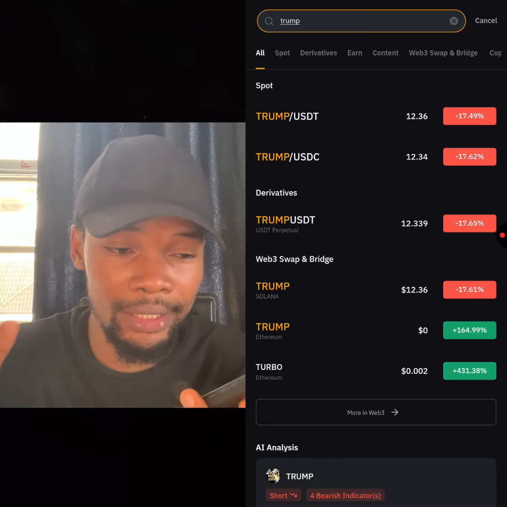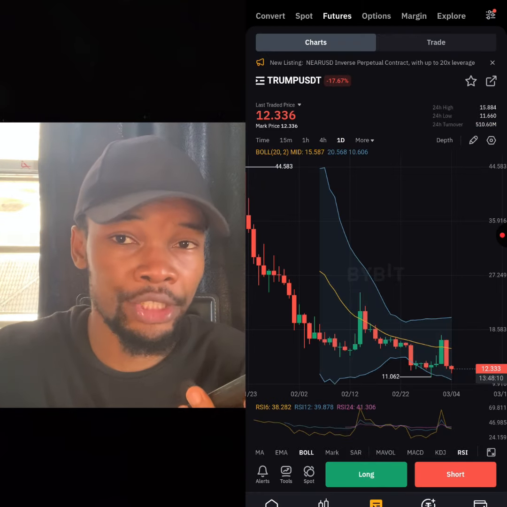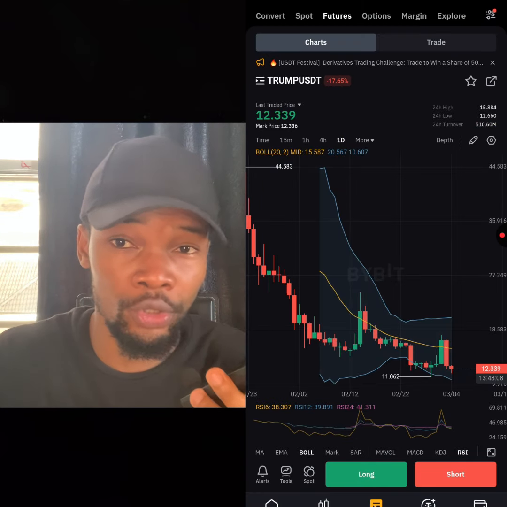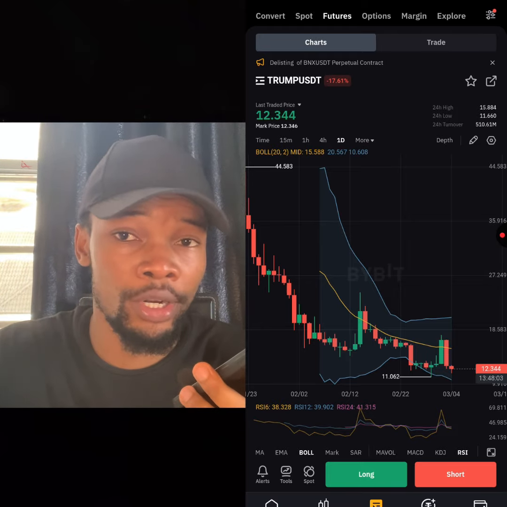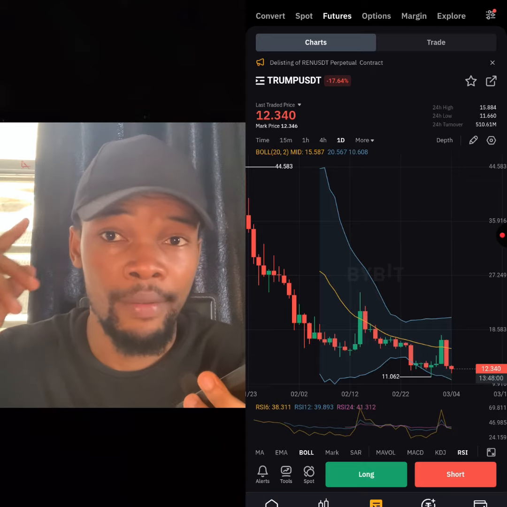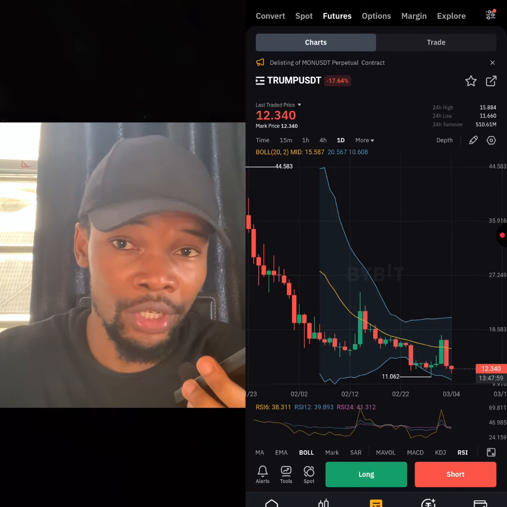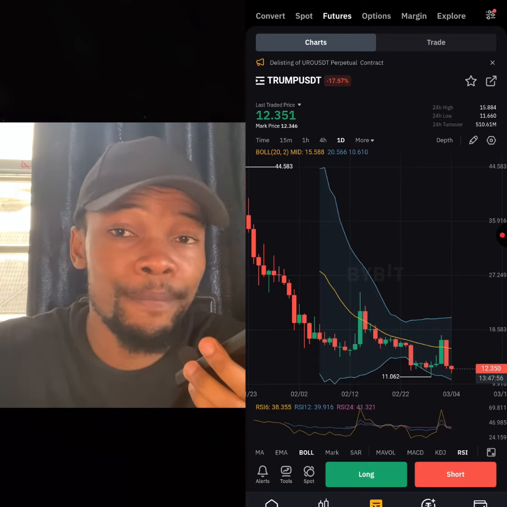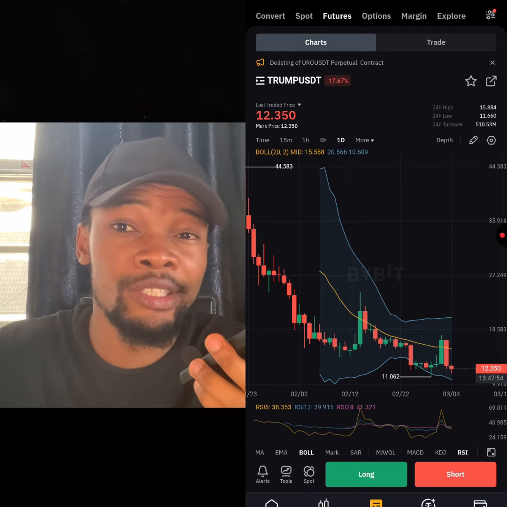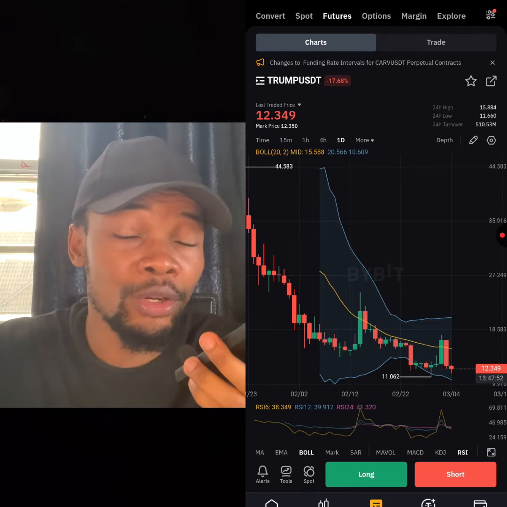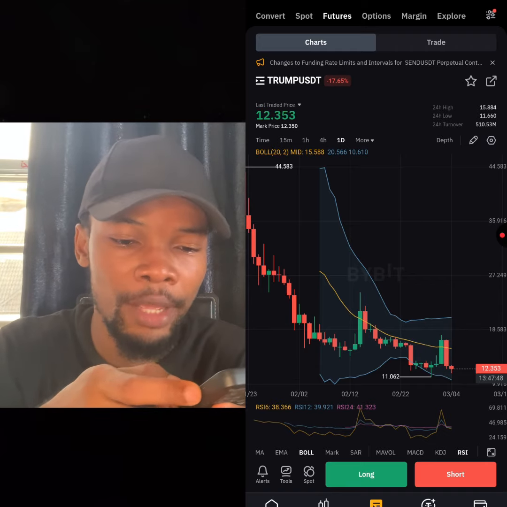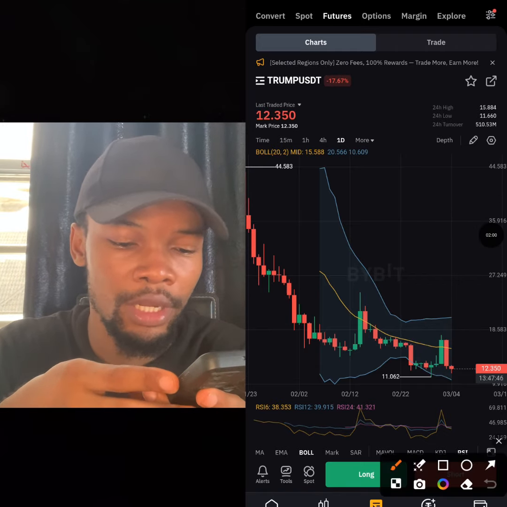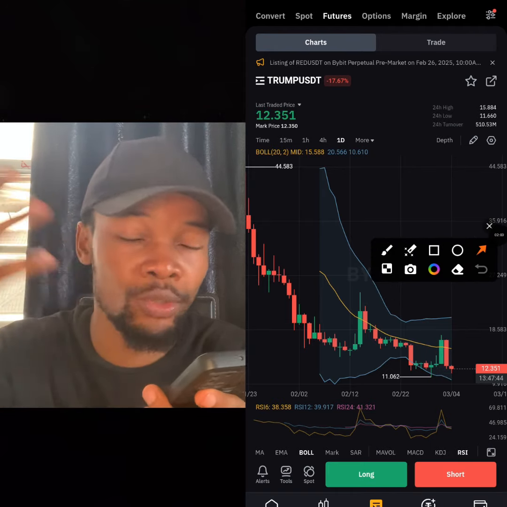Once you have selected it, it's going to open up the chart for Trump coin. So you can see how Trump coin is doing in the market. You can see obviously Trump coin is currently going down in the market. But that's why we want to trade, because in futures trading, you can make profit when the crypto price is going down. Okay. And you can also make profit when the crypto price is going up.